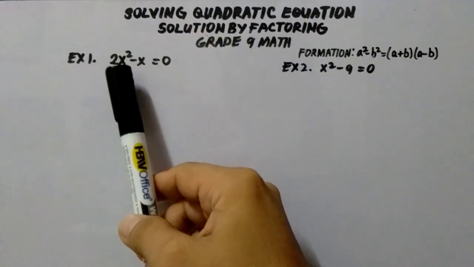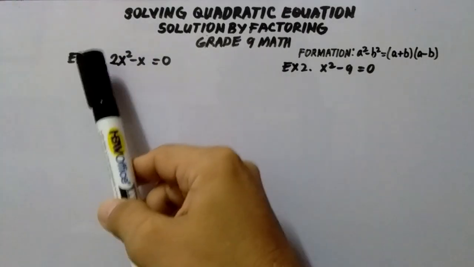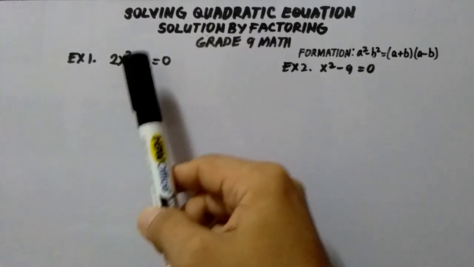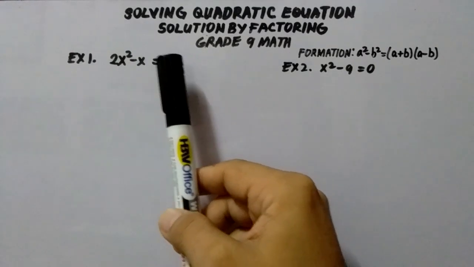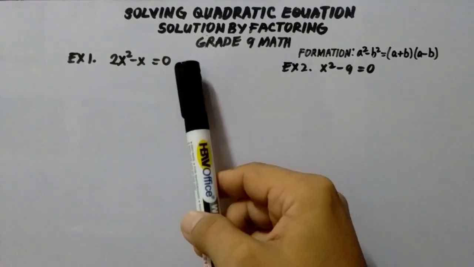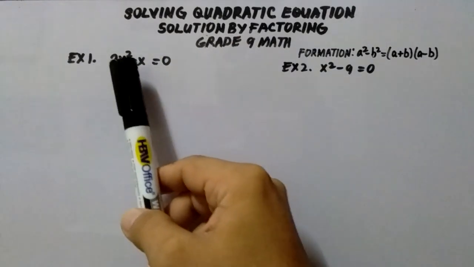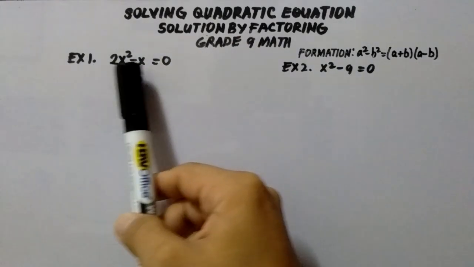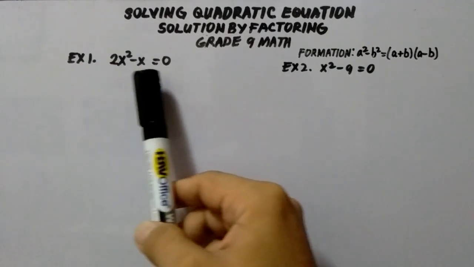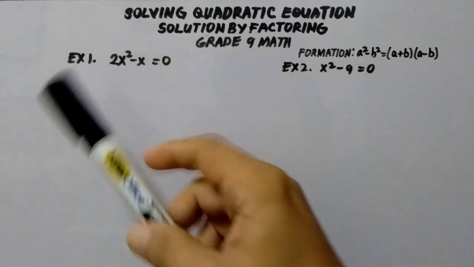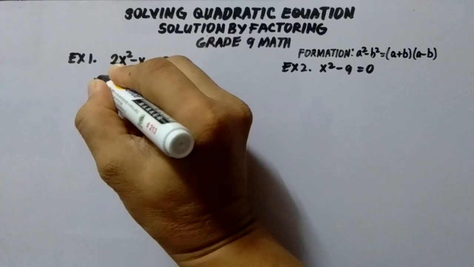So, we have 2x squared minus x is equals to 0. So, this type of quadratic equation can be solved by finding the greatest common factor or the common factor. So, if you notice here, the two terms have variable x. So, we can use x as the common factor of these two terms. Okay. So, let's have x here.